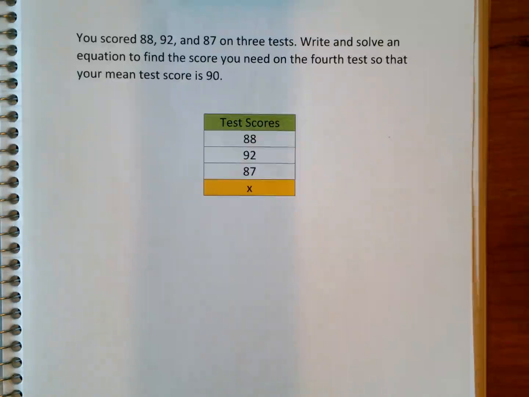So you've scored 88, 92, and 87 on 3 tests. We need to write and solve an equation to find the score you need on the 4th test so that your mean test score is 90. So if you're really hoping for that mean average test score of 90 so you could get that A minus and not that B, what do you need to get on that 4th and final test?